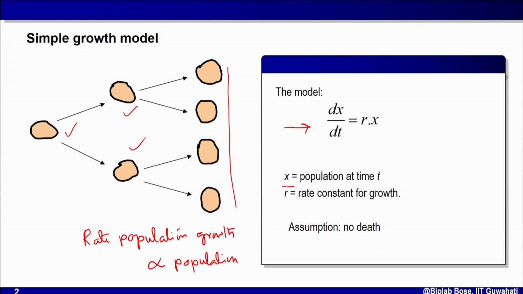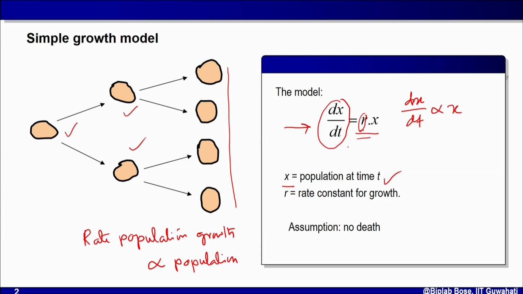Here x represents population of bacteria at time t, that is right now, and r represents a rate constant of growth. So dx/dt, that is the time derivative of x, that is rate of change in population size, is equal to r into x. Essentially, dx/dt is proportional to x, and we have used r as a proportionality constant. And r is a constant. It is a parameter of this ODE. And x is the dependent variable, t is the independent variable.